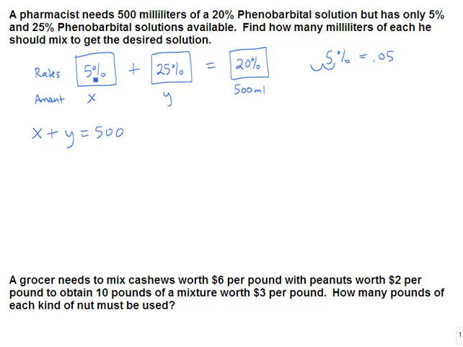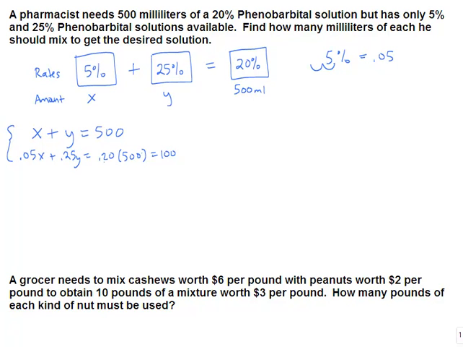So we're going to want to take 0.05 times x plus 0.25 times y equals 0.20 times 500. So it's rate times amount plus rate times amount equals rate times amount. And that's how we get our second equation. Now if you do 0.20 times 500, this just equals 100. So here's our second equation. Here's our first equation. So now we have our system. Here's our 2 by 2 system.